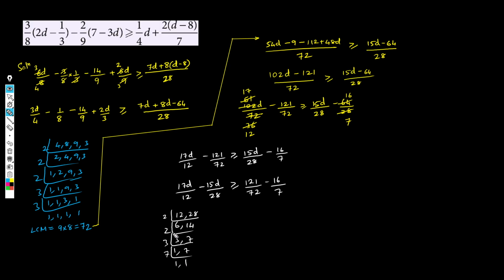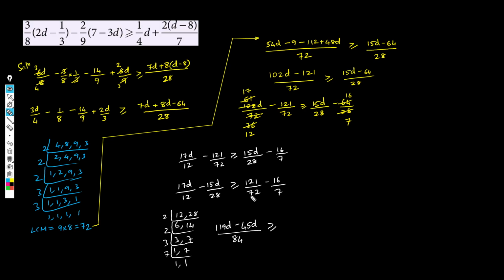So the LCM of 12 and 28 would be 2 2s are 4, 4 3s are 12 and 12 7s are 84. 84 is my LCM. 12 7s are 84. Therefore 17D into 7 will give me 119D minus 28 into 3 is 84. 15 into 3 would be 45D, greater than or equal to.